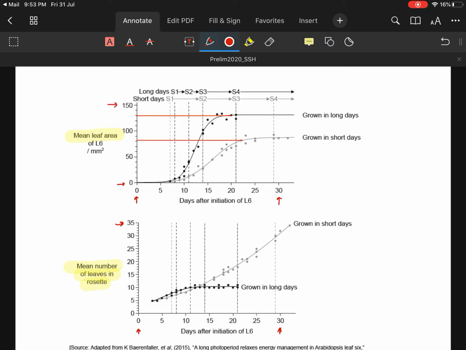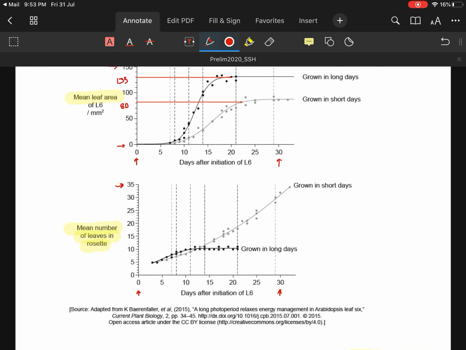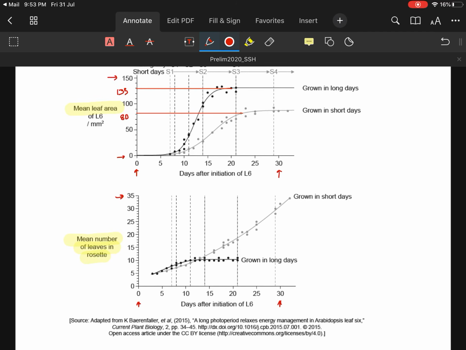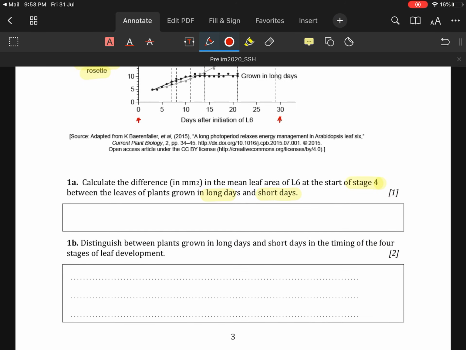All right, so this one I will say around 135, and this one will be 80 or 85. Let's take 80 or 85, it depends. So 130 minus 80, so 50 mm square.